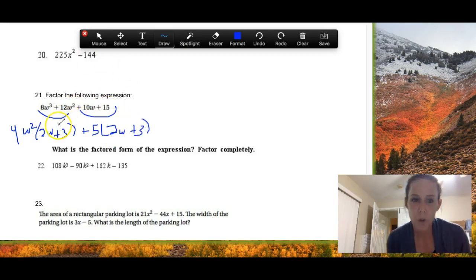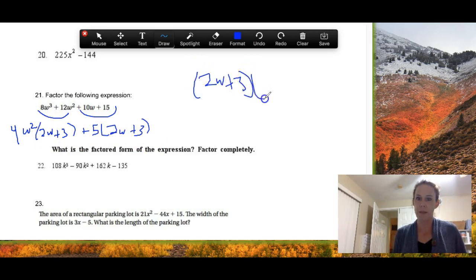Now, your goal is that these are the same. If they're not the same, you did something wrong. Factoring by grouping, that's your goal. Because when these are the same, now these are a common factor, and I can pull them out and leave me with 4W plus 5. So that's what I'm going to do. These have a factor in common, so I pull out 2W plus 3. And what I'm left with is 4W squared, sorry, plus 5. All right, there's my factor by grouping.